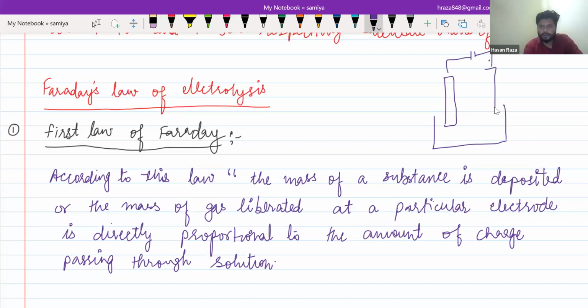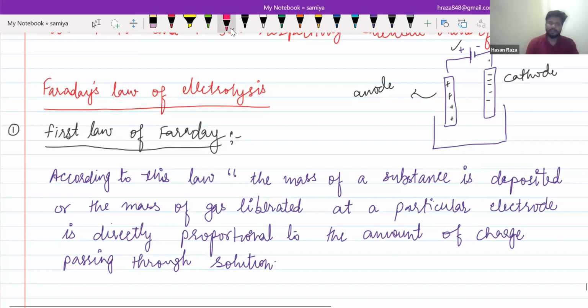And you know that the bigger one is the positive terminal of the battery or cell, and the smaller one is the negative terminal of the battery. That's why it is negative, and we call the negative electrode cathode, and the electrode connected with the positive terminal of the battery is the positive electrode, known as anode. So everyone understand what is cathode and what is anode. The electrode which is positive is anode and negative is cathode.